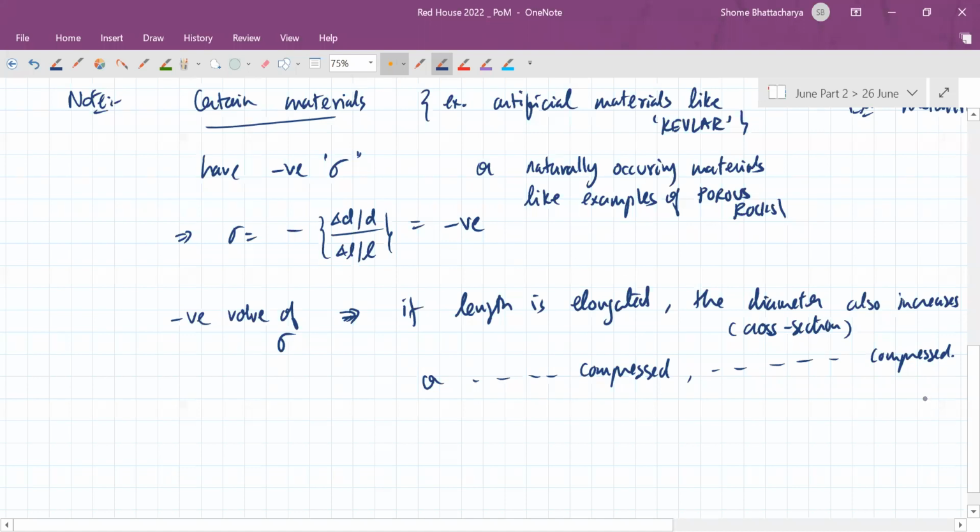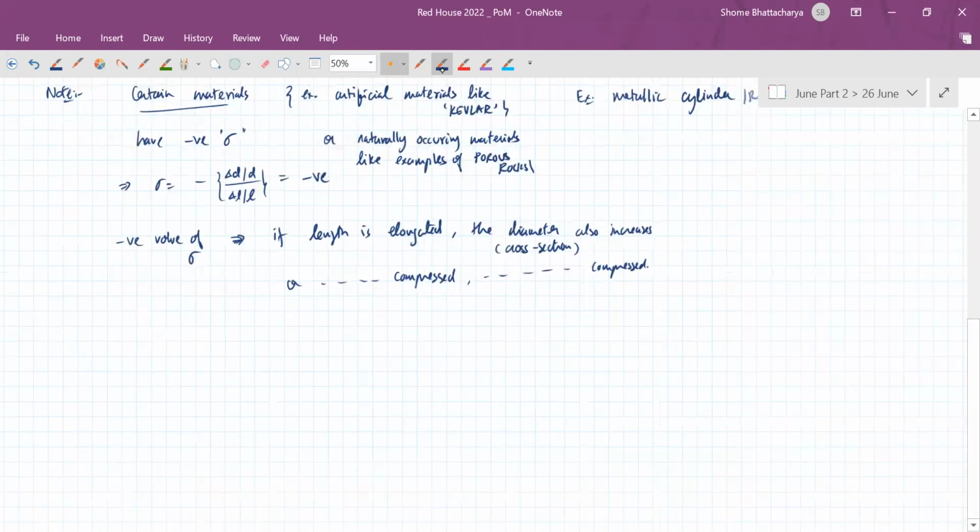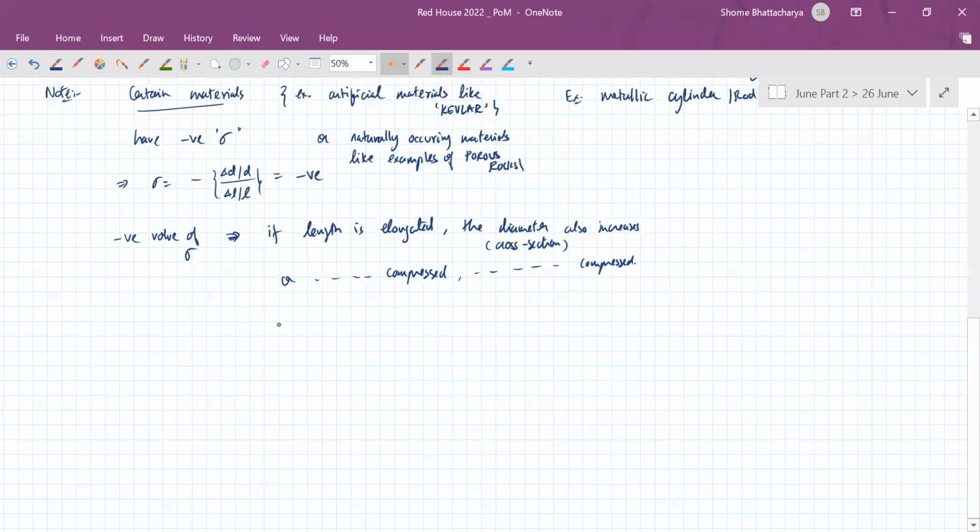So you might wonder how this can happen. This is very interesting. At the molecular level for such materials, the molecules have intermolecular bonds which act like hinged materials like this. Imagine you have made a structure with rod-like materials hinged together like this. Now the two horizontal rods are made of elastic material.